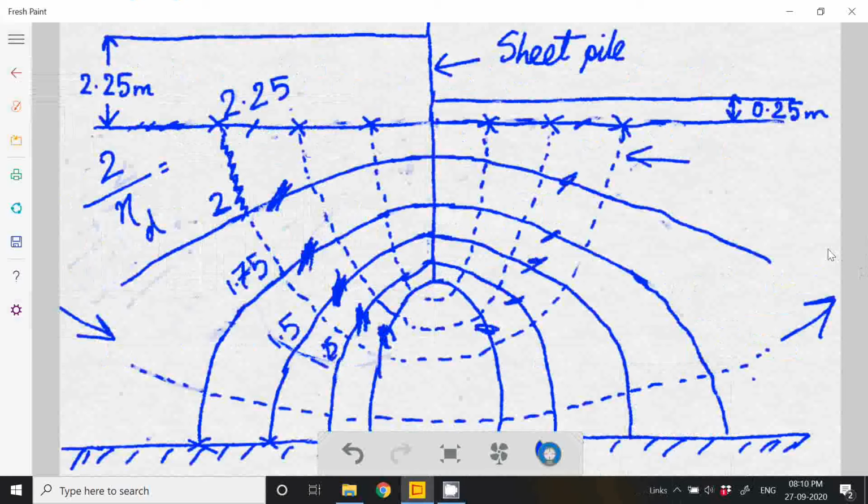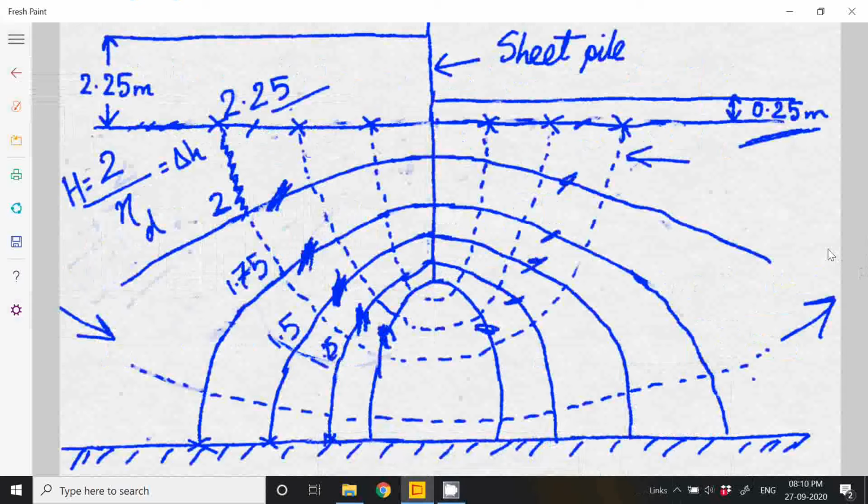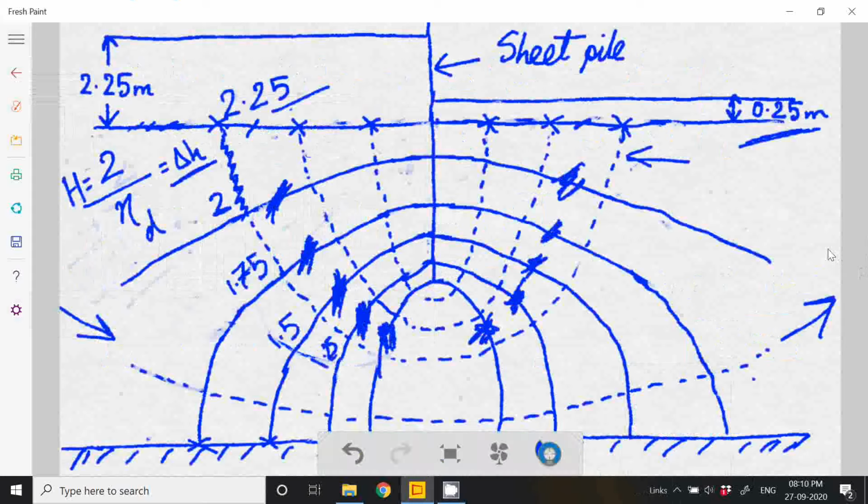That is nothing but delta H, and this 2 is nothing but H, capital H. We take the total head difference as 2, that is 2.25 minus 0.25, total head difference divided by the number of drops. That gives the head difference in each drop, and that head difference will be delta H. I hope you have understood this part.